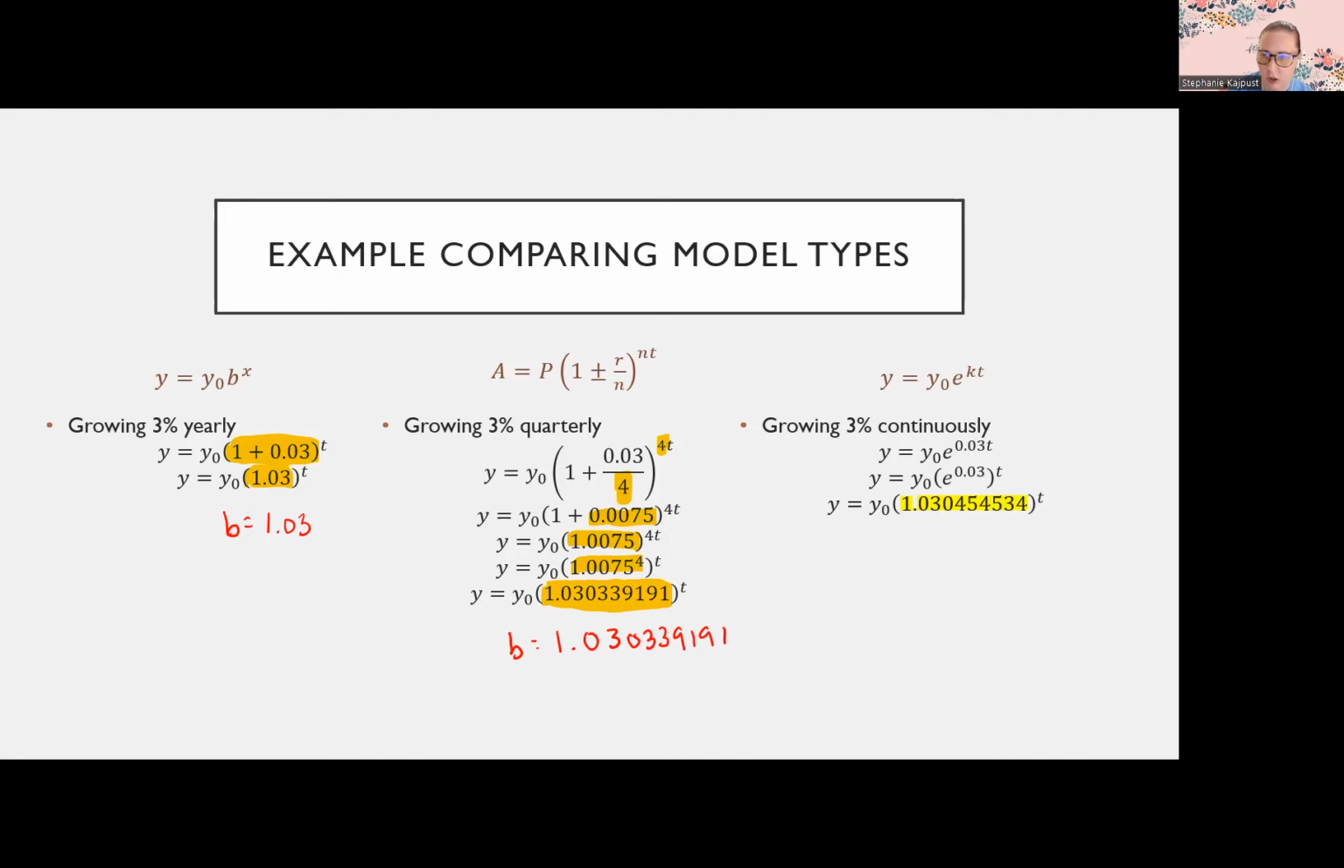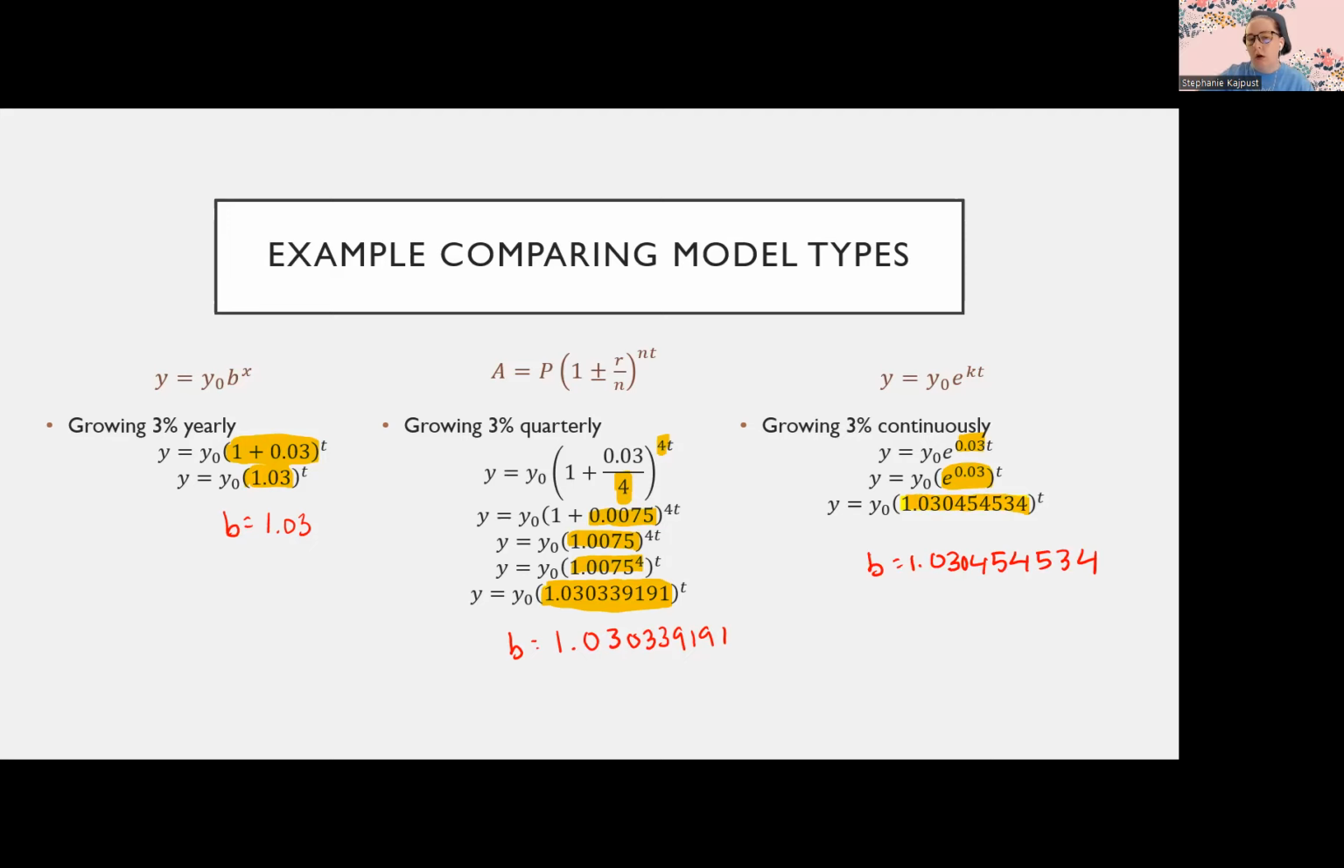And then when we are growing continuously, we use the model with e, and your 3% is then used for k, and use a positive value for growth or negative for decay. So we're going to have a 0.03 up there. And then we're using the same rule of exponent that allows us to do e to the 0.03 and then put the t on the outside of the exponent. And that gives you this 1.0304554534. And so B here is 1.0304554534, and it keeps going.